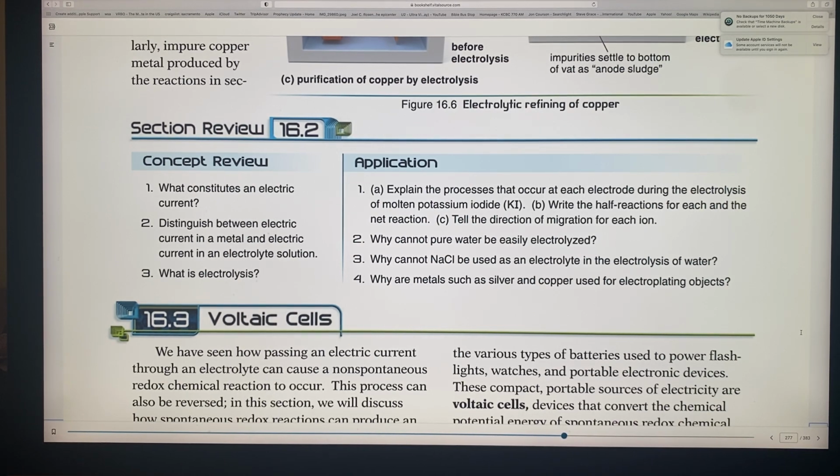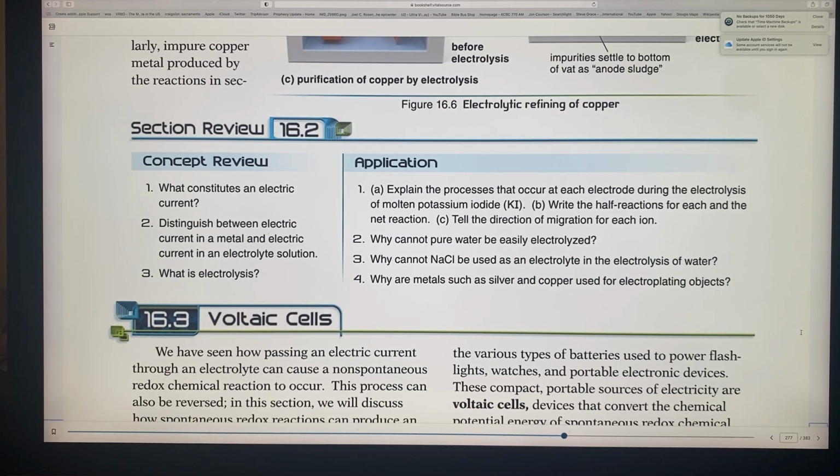So what is electrolysis? Electrolysis is the passage of electric current through an electrolyte solution to cause a non-spontaneous redox reaction. So in electrolysis, you're going to put electric current through these electrolyte solutions so that you can cause a reaction to happen to them. In the process of the redox reaction, you're going to have electricity moving from one site to another site.